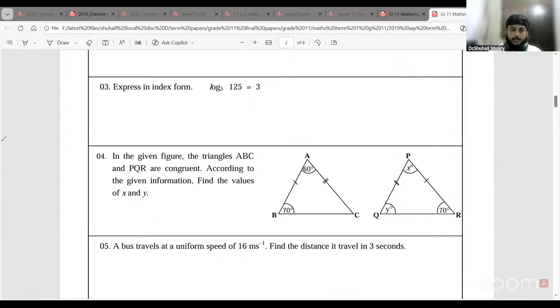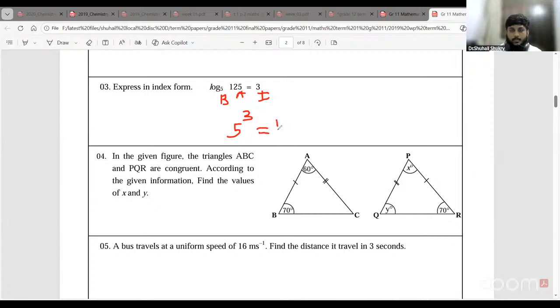Under logarithm, when you're doing log, you can do it very easily. You can remember this as log BAI. B for base, A for answer, and I for index. So base comes down, index comes up, and the answer, we have to write equal to the answer.